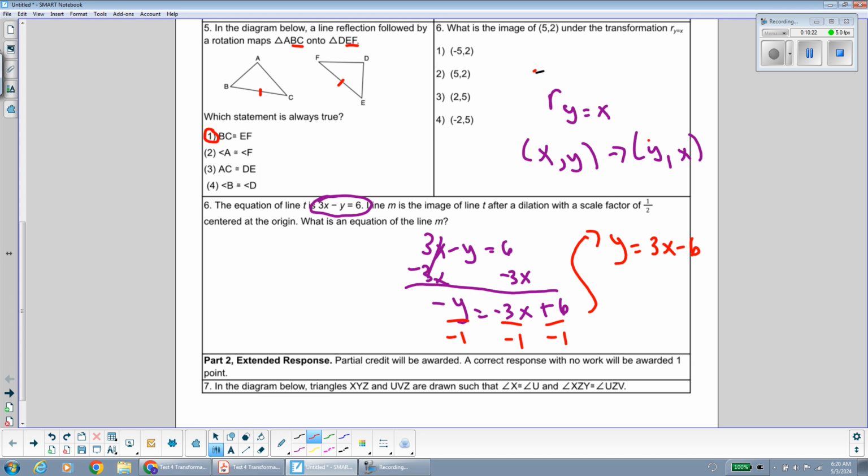Now remember, dilations preserve parallelism, and parallel lines have same slopes. So nothing's going to happen to the slope. We are centered at the origin here. So we can use the rule for figuring out the new y-intercept. And the rule is that we're going to take the original y-intercept and multiply it by the scale factor. So you can take -6 and you can multiply it by 1/2 to get the new y-intercept. Your slope will still be 3. So it will be y equals 3x. And you need to figure out what the new y-intercept is going to be.